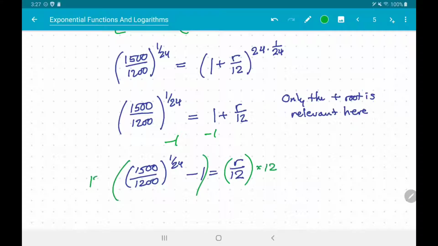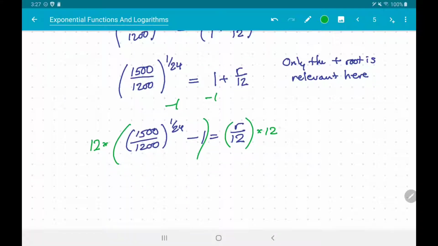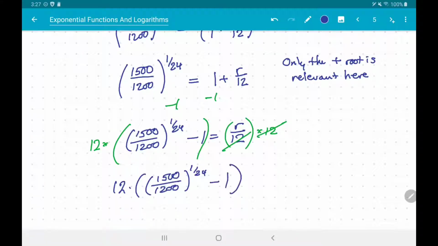Now, just so we're clear, you have to multiply the entire left-hand side by 12. I've seen students make mistakes where they don't put in these parentheses, and so they multiply only part of the left-hand side by 12. Be careful of that mistake. So what we end up with is 12 times 1500 over 1200 to the power 1/24 minus 1. All of that multiplied by 12, and that's R. And let's do this on the calculator.